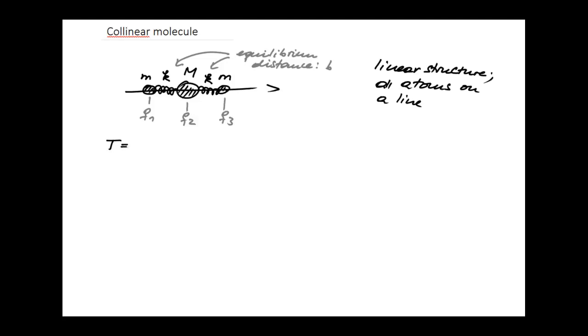What is the kinetic energy in terms of these original coordinates? It's the sum of the kinetic energies of all 3 atoms. So for the left atom, we have 1/2 mass little m, and then Q1 dot squared. For the central atom, we have 1/2 mass capital M, Q2 dot squared, and for the right atom we have again 1/2 mass little m, Q3 dot squared.